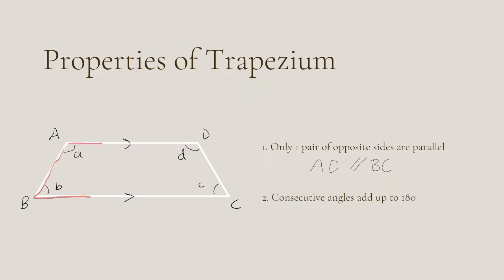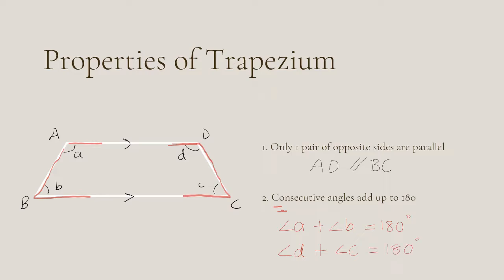So we have angle A and angle B. They make up a sharp C, which represents consecutive. So when you add them both together, angle A plus angle B, they are equal to 180 degrees. Same goes to angle D and angle C. They both make up a sharp C, which represents consecutive angles. So when you add them both together, angle D plus angle C, they're equal to 180 degrees.